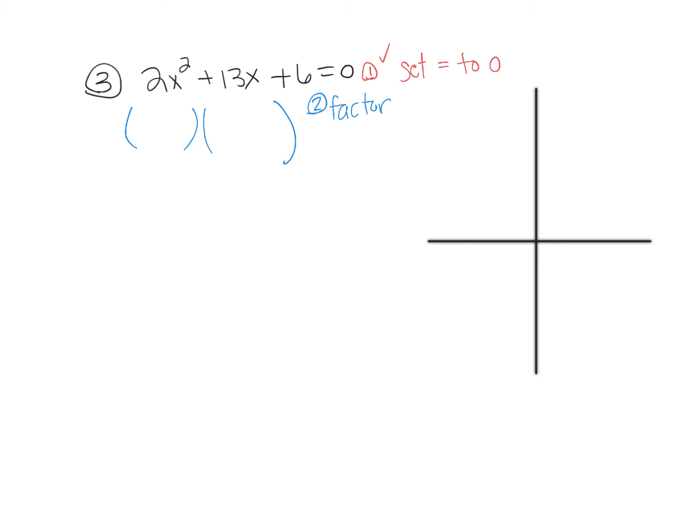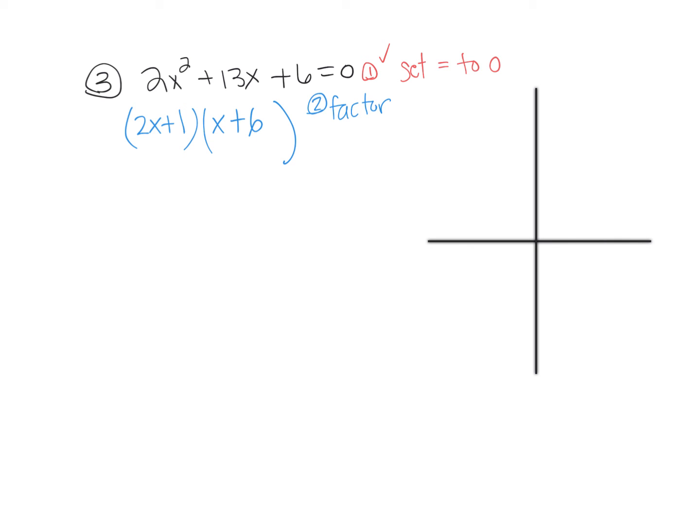All right, so when we factor that, we should have come up with one factor being 2x plus 1, and the other factor being x plus 6. And if I check myself, 2x times x is 2x squared, 1 times 6 is 6, and if I multiply the outer times the inner and add, that would give me a 13. So I have that factored correctly.